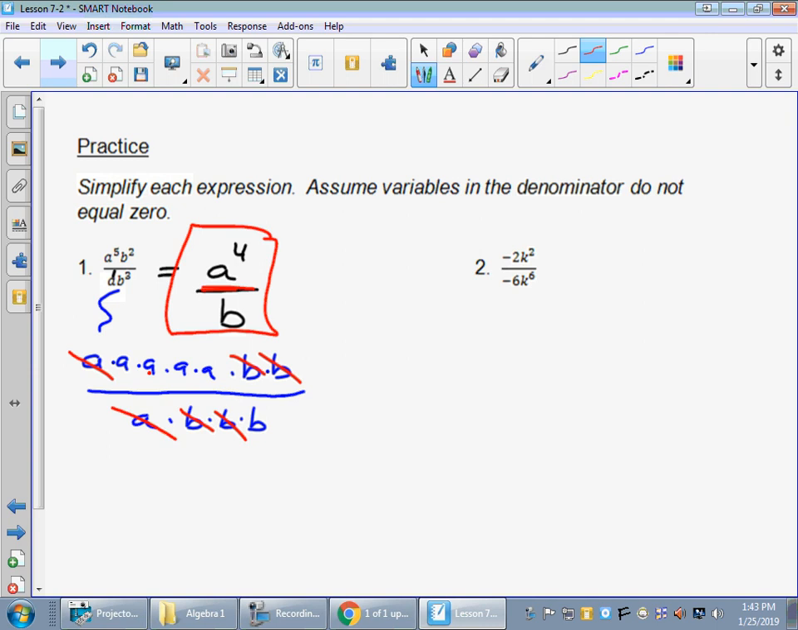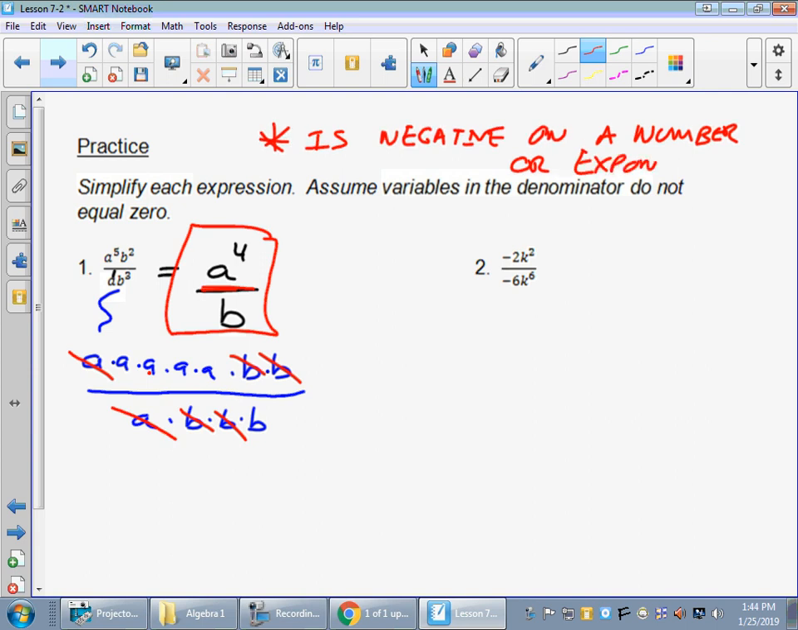With the shortcuts, just be careful that when we're talking about negatives, you have to ask yourself, is the negative on a number or an exponent?